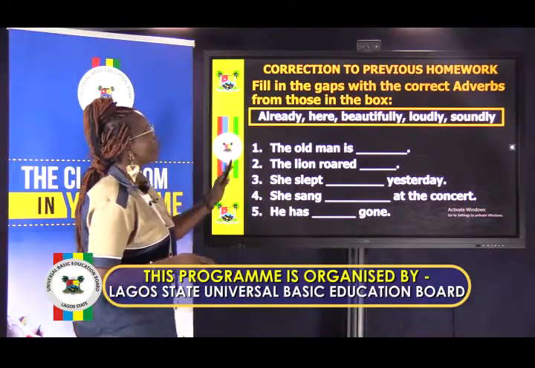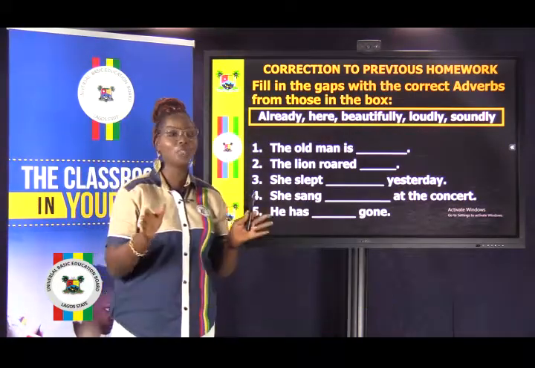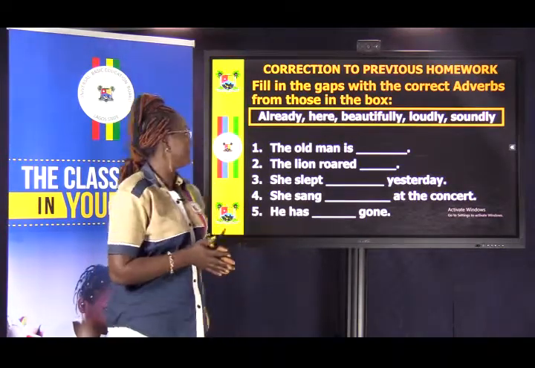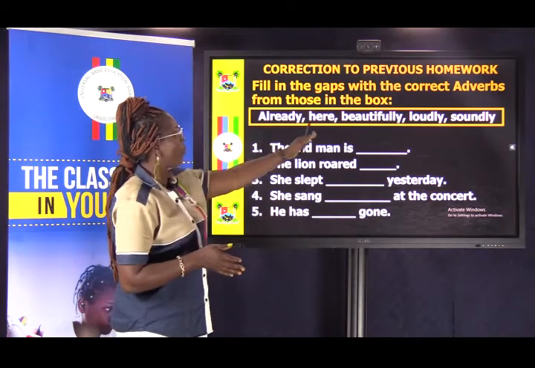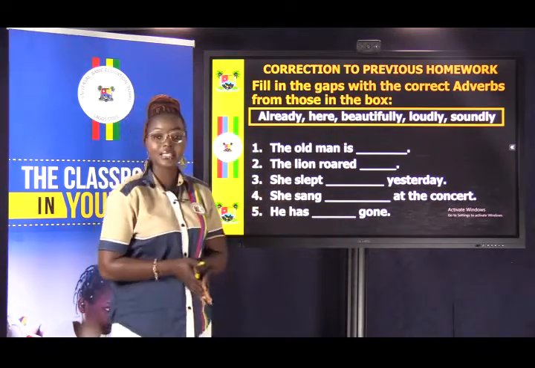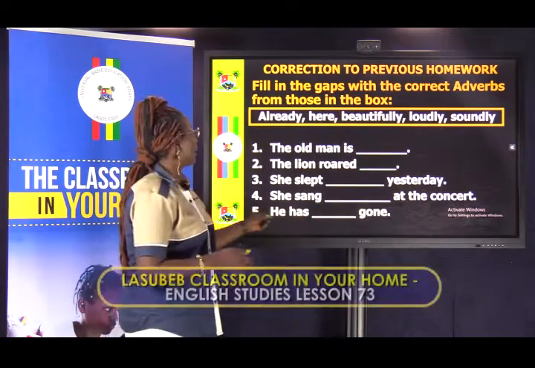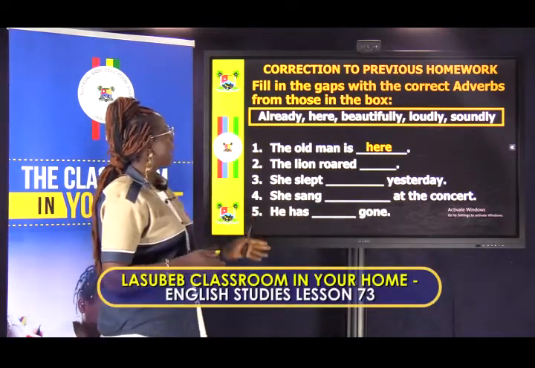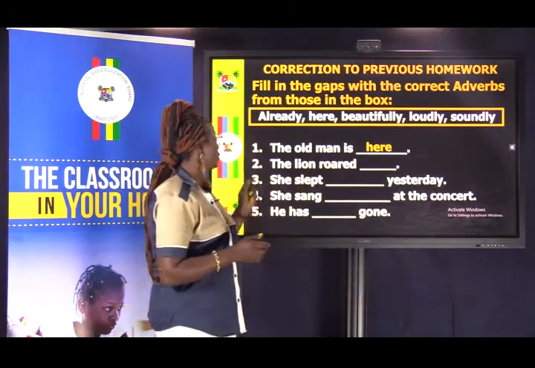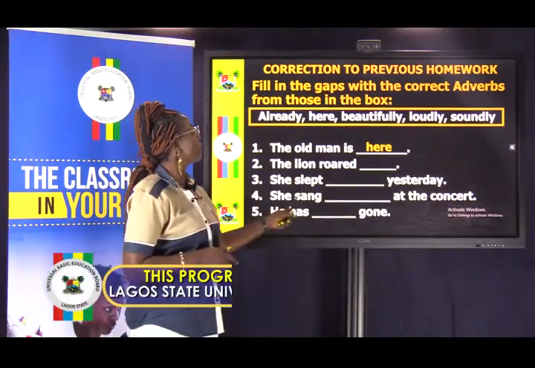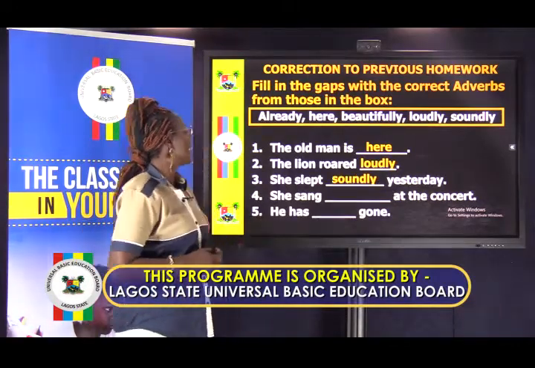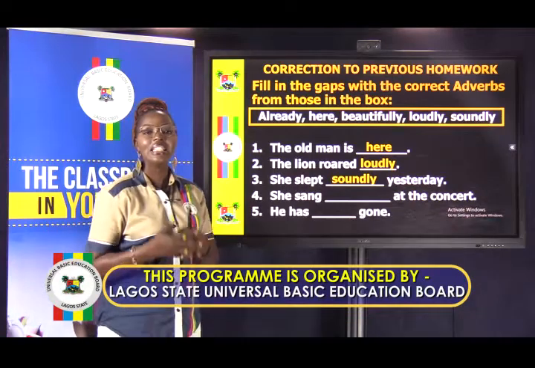Okay, last lesson we talked about adverbs. Adverbs. And they are used to modify what? They are used to modify verbs. And I gave you some words in the box, okay, to fill in the sentences. So let me just go straight to the answer. Number 1. The old man is here. So the adverb is here. Number 2. The lion roared loudly. Okay, number 3. She slept soundly yesterday.